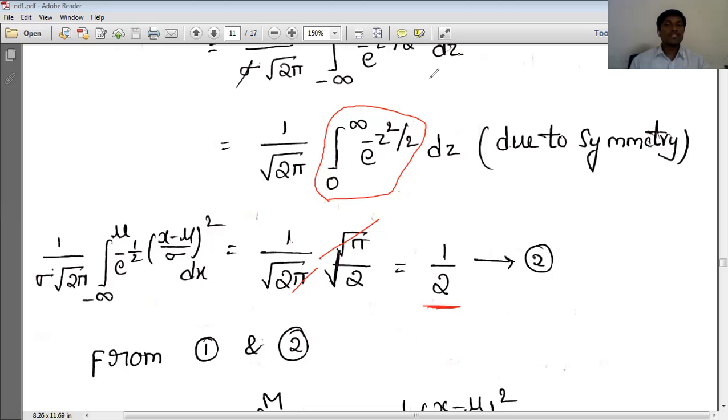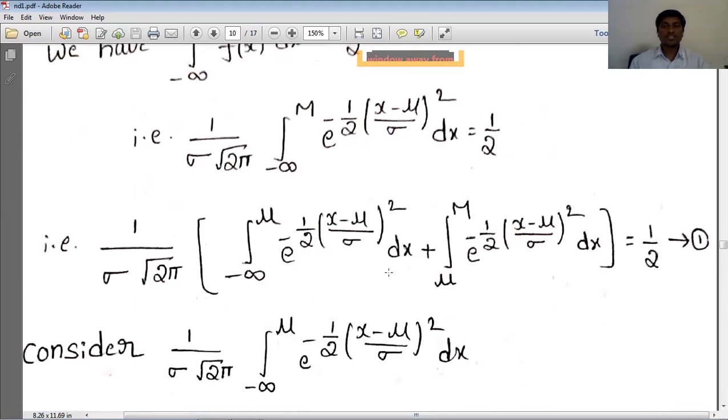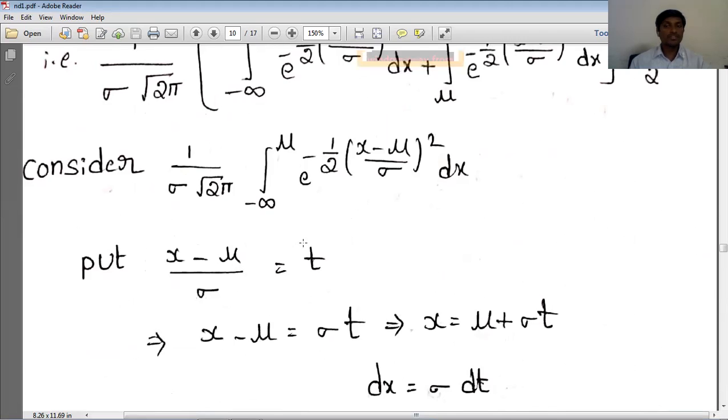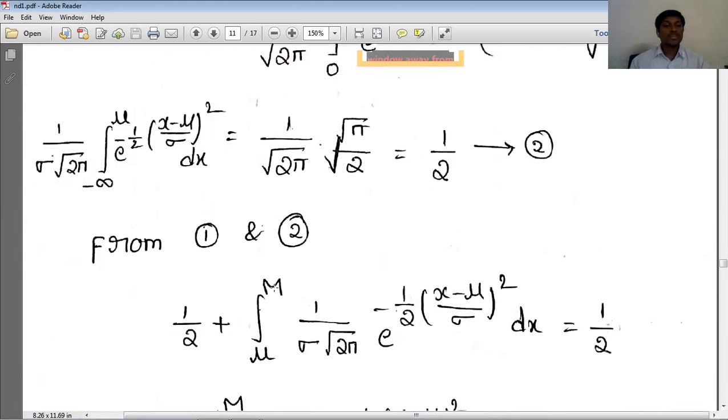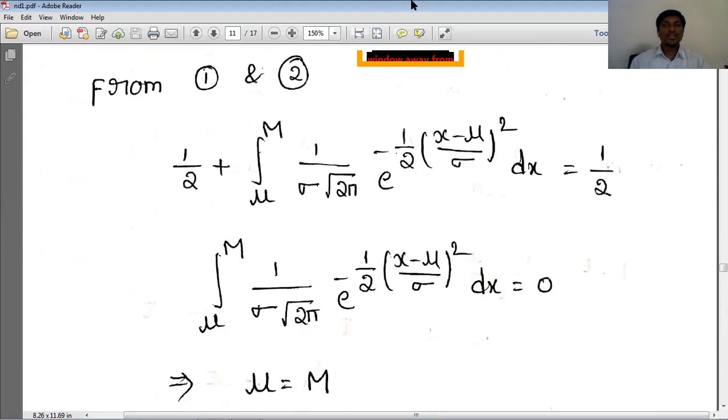Now from equation 1 and 2, what can we write there? This is equation 1. In that, the first one we simplified, and what we got is 1 by 2. So we substituted 1 by 2 plus the integral from mu to infinity of 1 by sigma into square root of 2 pi e power minus 1 by 2 x minus mu by sigma whole square dx is equal to 1 by 2. If you see these two, 1 by 2 and 1 by 2 both will cancel.